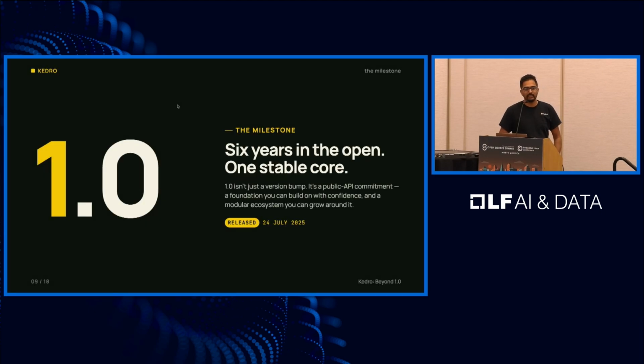Kedro recently, so almost one year ago, hit 1.0. This slide says it's a public API commitment. In my view, it's actually more indicative of commitment issues, because a lot of people were saying, hey, why don't you have a 1.0 release yet? Kedro was very stable to begin with and very cognizant of any breaking changes even between those minor releases. 1.0 is just an even firmer commitment around that.